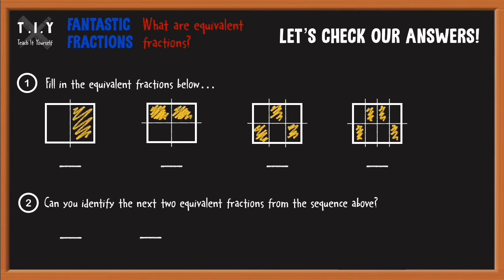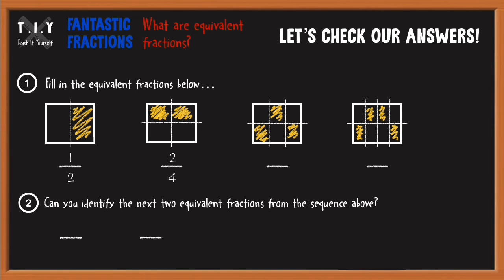Our first rectangle has been divided into 2 equal parts, and 1 of those parts has been shaded. Our fraction is 1/2. Our second rectangle has been divided into 4 equal parts. 2 of those parts have been shaded. Our next fraction is 2/4.